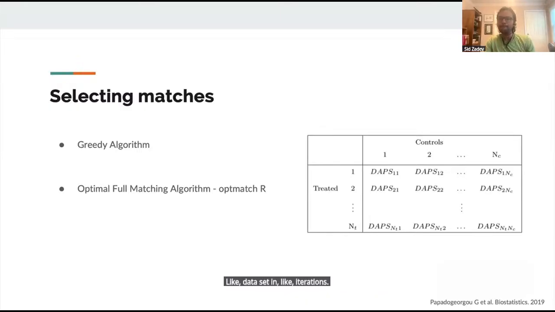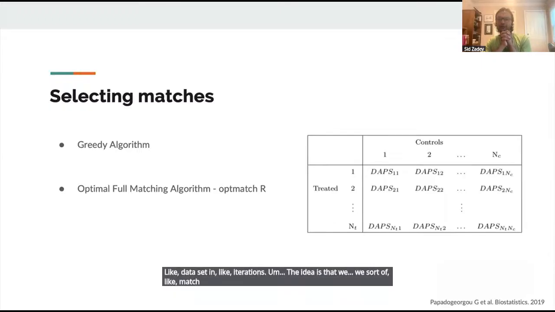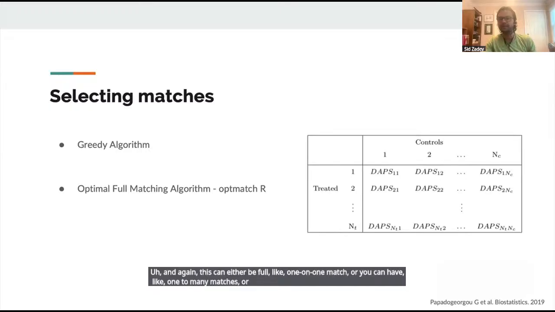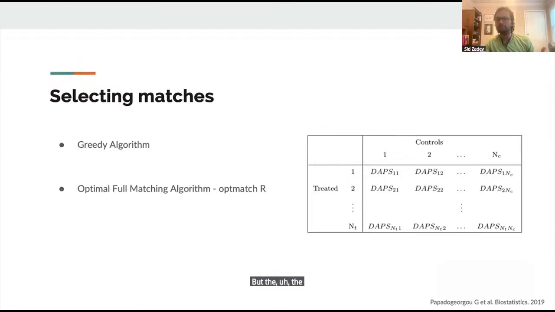The idea is that we match our treated and control units. Again, this can either be a full one-on-one match, or you can have one-to-many matches, or any other way. But the idea is that you match units in a way that they are now comparable for the entire distance adjusted propensity score.